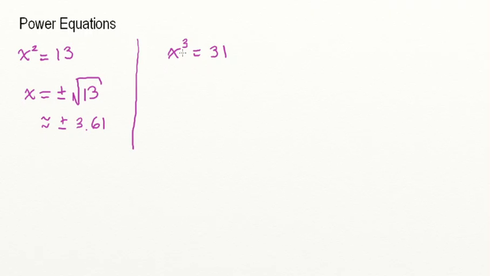Now next problem here, x to the power 3. 3 is odd. So it's the same thing, but I won't have plus or minus, right? And the appropriate sign here. So x is equal to cubic root of 31. Now 31 is also a prime number, so x will be approximately, if you use a calculator, 3.14.